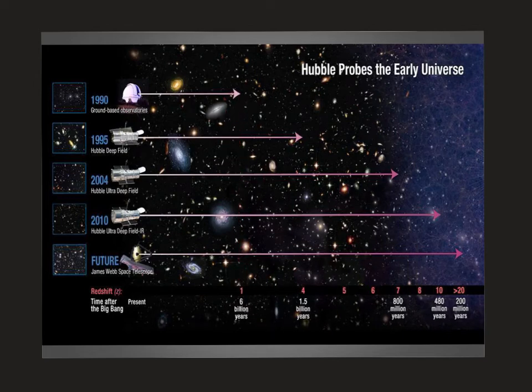Hubble Deep Field, which did some amazing observations of just kind of arbitrary pieces of space, showed us that there were things way beyond what we thought were even there. And then we have the Hubble Ultra Deep Field infrared, so looking at infrared. And then in the future, we'll have the James Webb Space Telescope, which can look greater than 200 million years in the past.